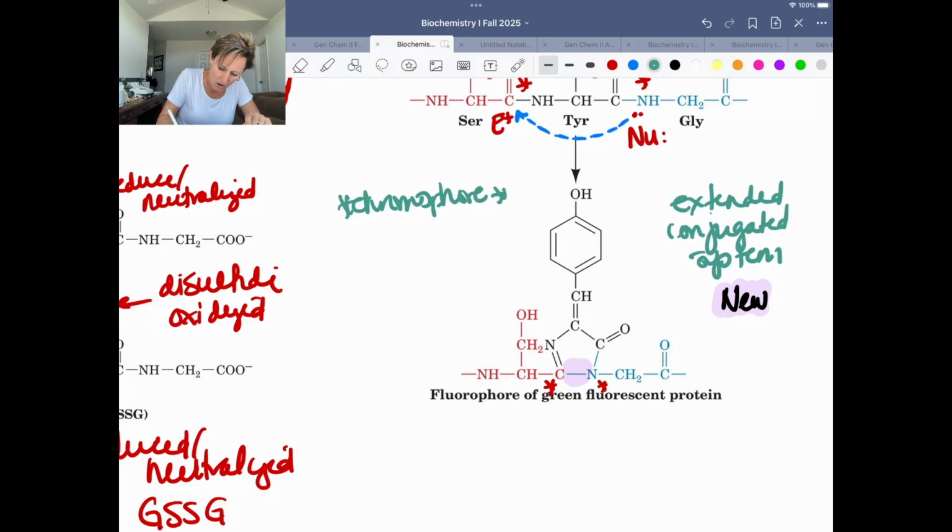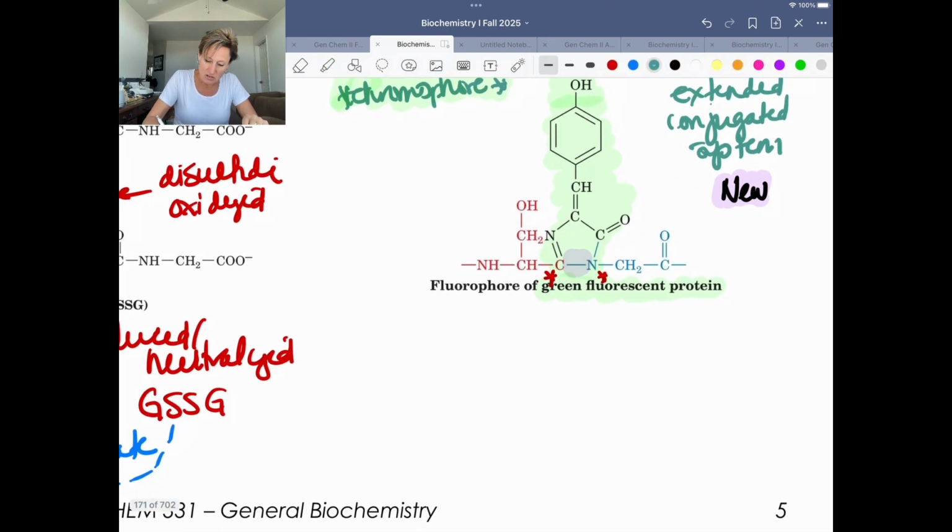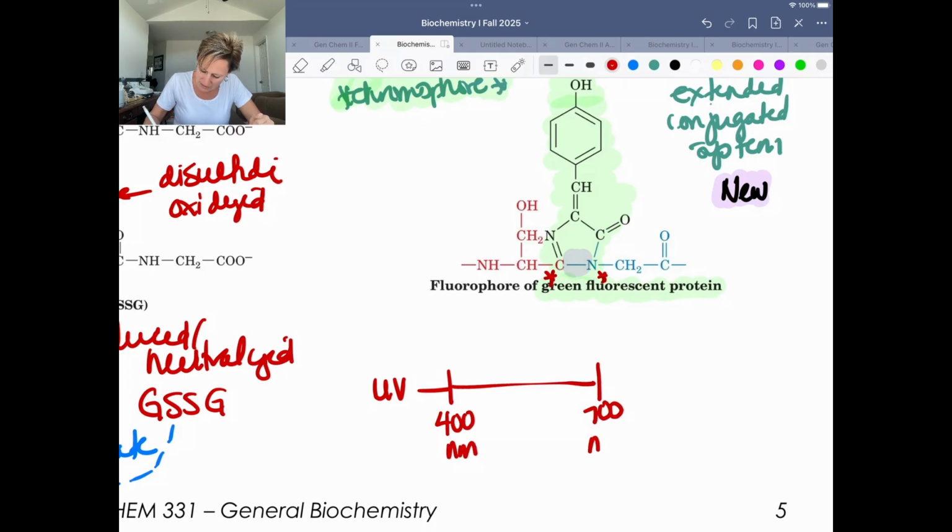A chromophore is just a colored species, and particularly for green fluorescent protein, we make this extended conjugated system. We have redshifted so that we move it into the visible spectrum and into the green. I just want to show that down here on a little spectrum. The ultraviolet region goes to about 400 nanometers, and then from about 400 to 700 nanometers is a good range to think of as the visible spectrum.